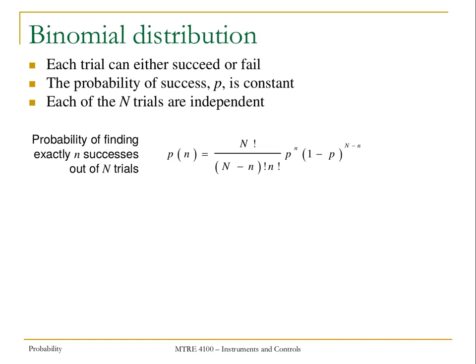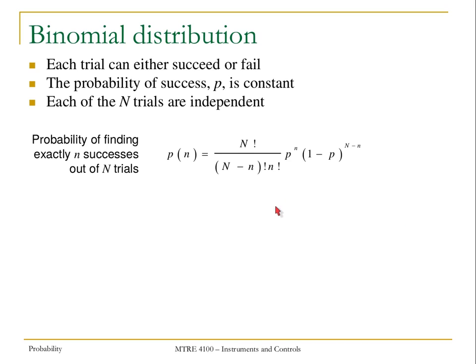Binomial distribution is one important probability mass function, and in this case our variable can have only two values. It could either be success or failure, and the probability of a success is called p, and that's a constant. And we have to assume that each of our trials are independent. So if we have one success with one trial, then that doesn't affect the probability of having a success with the following trial.